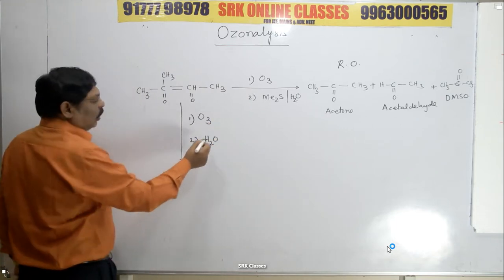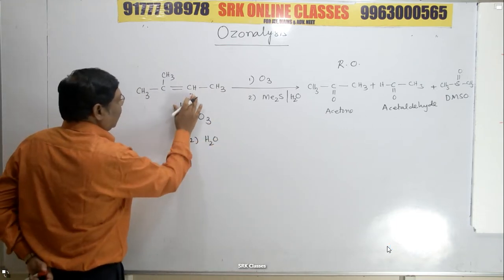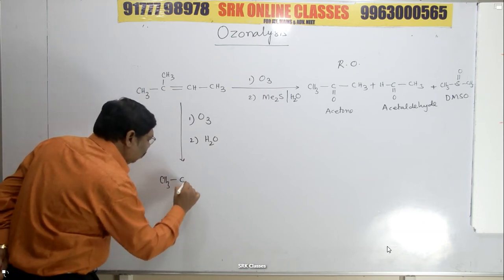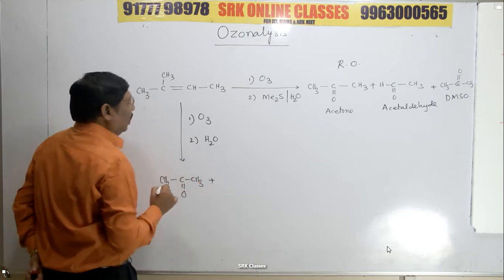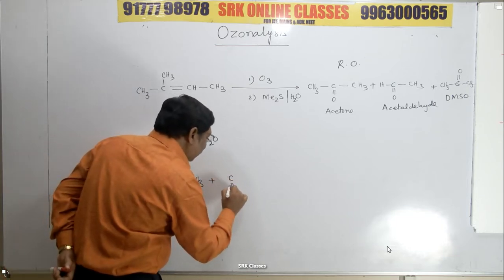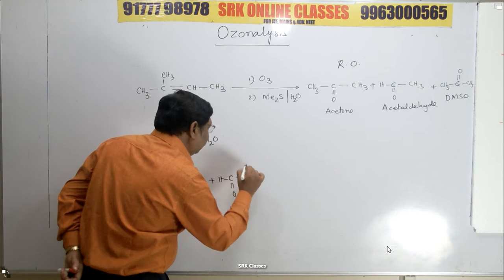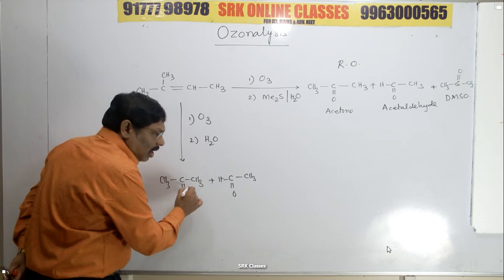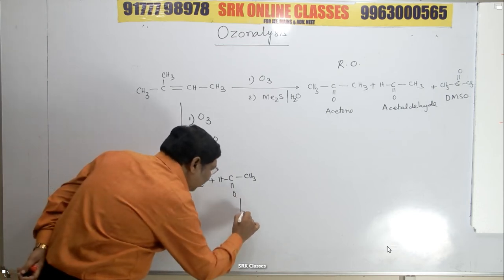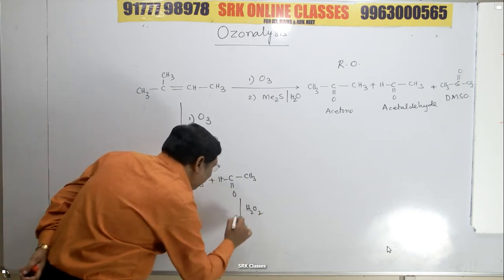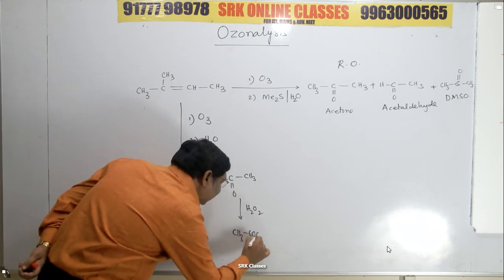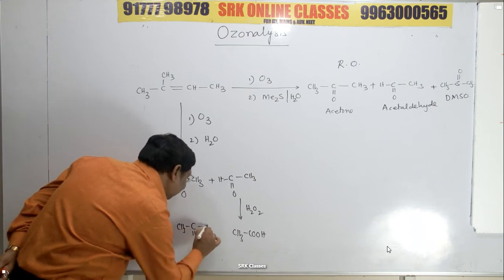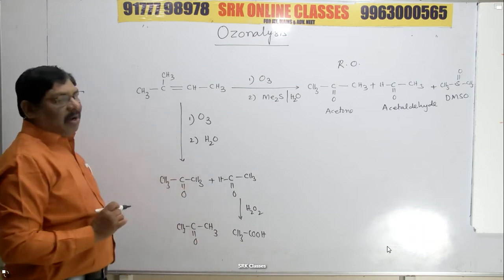Now if you take H2O2, oxidative ozonolysis, the first step will be the same, and the products will be acetone plus an aldehyde formed, C double bond O, H and CH3. H2O2 being a mild oxidizing agent cannot oxidize a ketone. Only the aldehyde will be oxidized by hydrogen peroxide. That gives acetic acid, and acetone stays as it is. This is called oxidative ozonolysis.